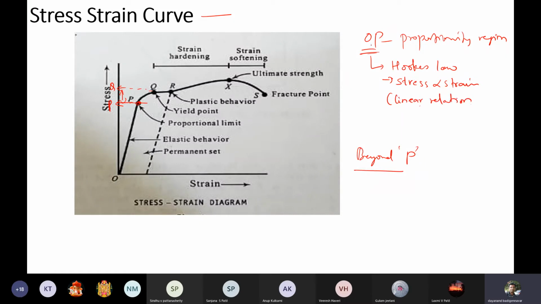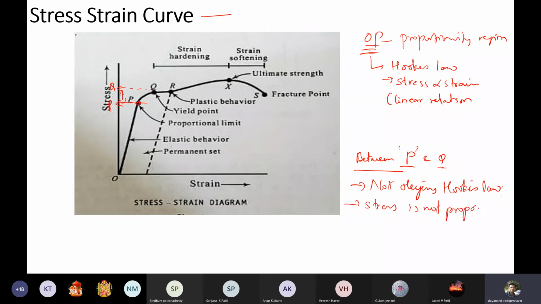Okay, between O and P. But beyond P and Q, between P and Q, I should write as between P and Q. If the stress is in between P and Q, what happens? The material is not obeying Hooke's law. So that means stress is not proportional to strain.